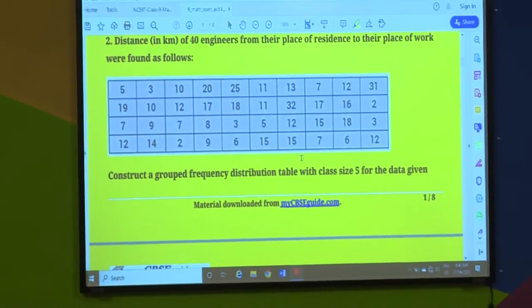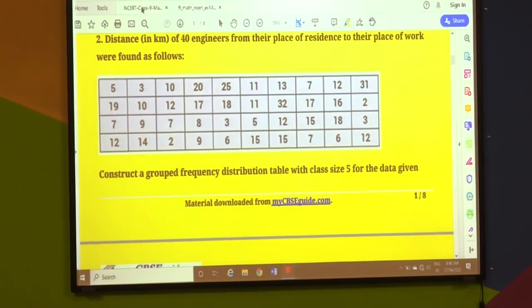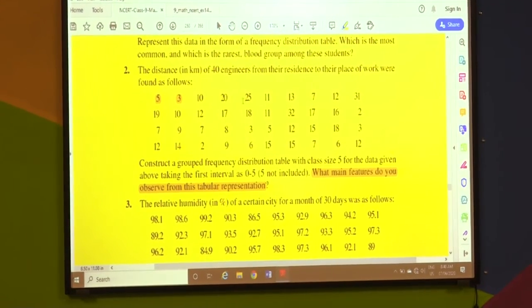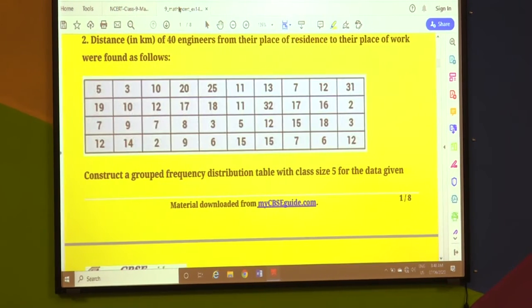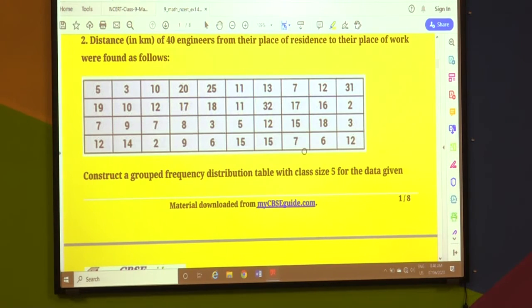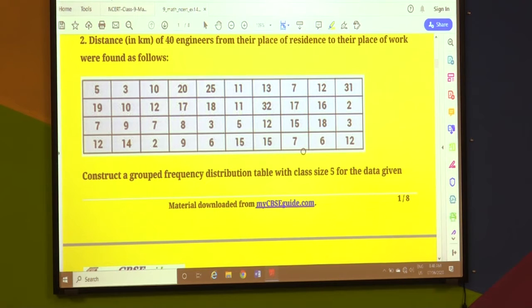Let us represent the data. Before that, I will show you one more thing here. It is given in the textbook in this way. How we should arrange it properly is the main thing. Why should it be arranged this way? The reason is very simple. When we are counting the number of engineers who are staying at a particular kilometer, it should be fast for us to understand.